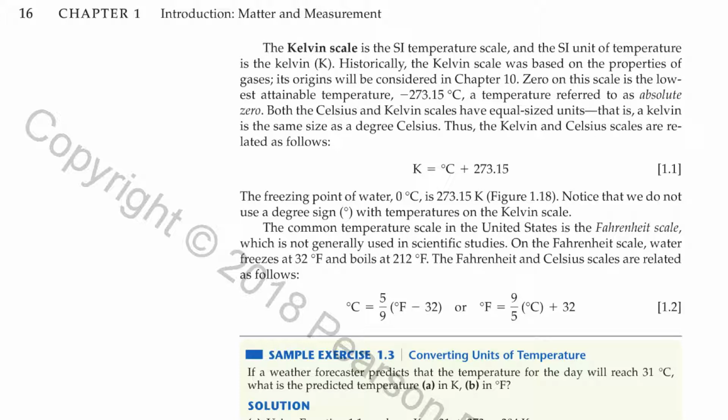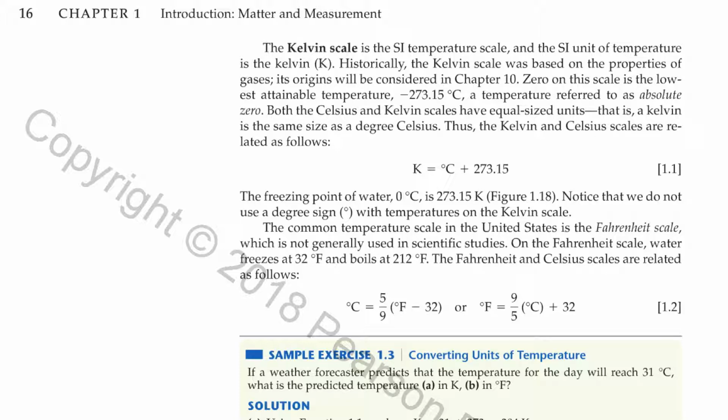Both the Celsius and Kelvin scales have equal-sized units. That is, a Kelvin is the same size as a degree Celsius. Thus, the Kelvin and Celsius scales are related as follows. Kelvin is simply the degrees Celsius plus 273.15. The freezing point of water, 0 degrees Celsius, is 273.15 Kelvin. Notice that we do not use the degree sign with the temperature on the Kelvin scale.